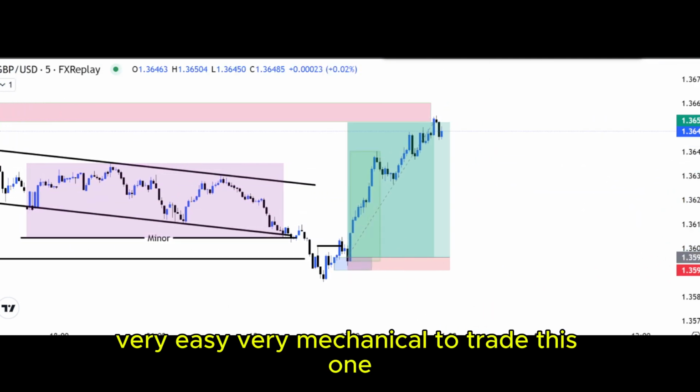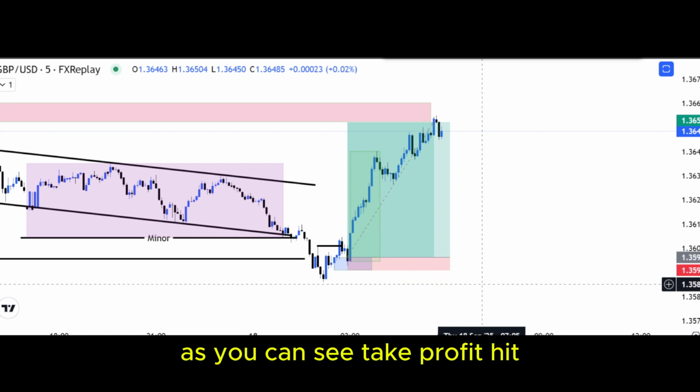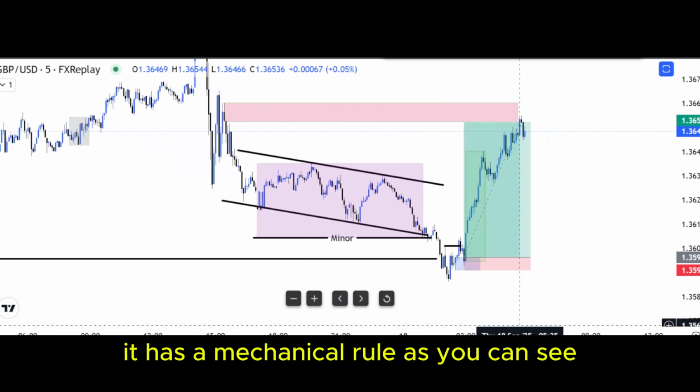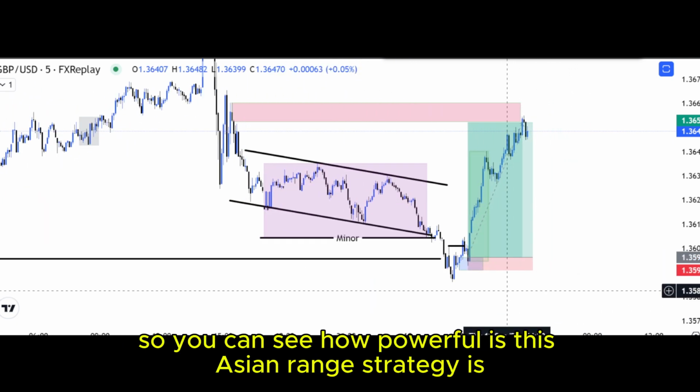Very easy, very mechanical to trade this one. As you can see, take profit hit. It has a mechanical rule, as you can see. Let's go to the next example so you can see how powerful this Asian range strategy is.